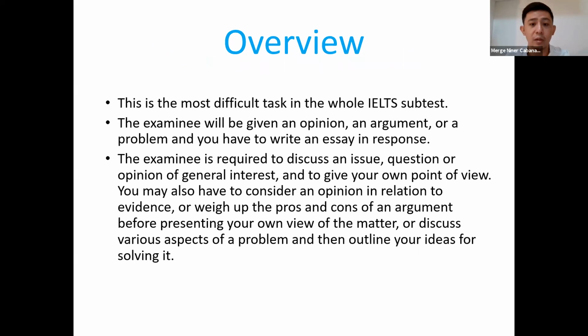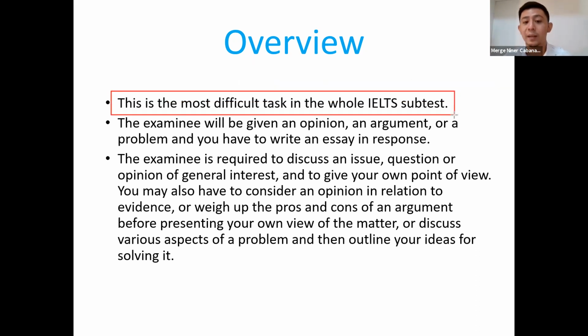That is what primarily we aim to attain. Okay, so as I've mentioned, I'm seeing quite new faces here today on our lecture, and I just want to give you an overview of what we're going to expect. I don't want everyone to be too overwhelmed with information, I don't want you guys to have information overload, but we can't help but accept the fact that writing task 2 is the most difficult task in the whole IELTS subtest.